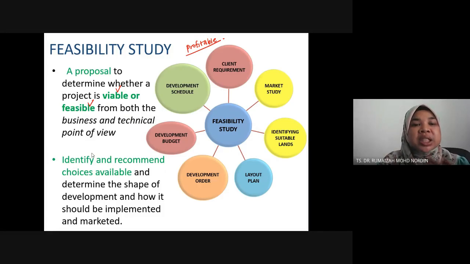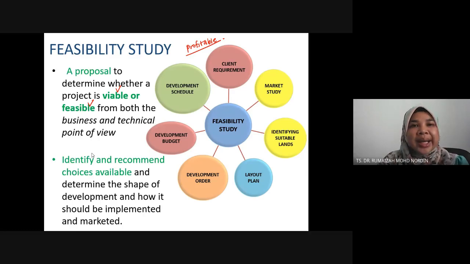Tapi you tengah mencari ataupun choices antara nak buat dekat KL ke, dekat Selangor ke, dekat Nilai ke, dekat Seremban ke. So itulah tujuan feasibility study. Alright, dia nak identify atau nak recommend choices that can determine the shape of development and how it should be implemented and marketed.